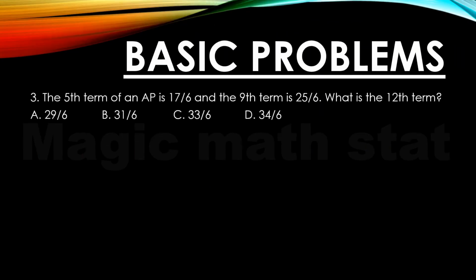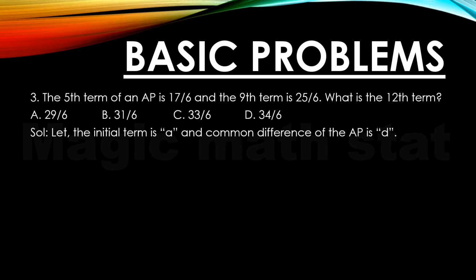The 5th term of an AP is 17 by 6. The 9th term is 25 by 6. So what is the 12th term? Now this one is a bit more advanced problem compared to the previous ones. So first, let the initial term of the AP be A and the common difference be D. So the nth term will be A plus n minus 1 D.